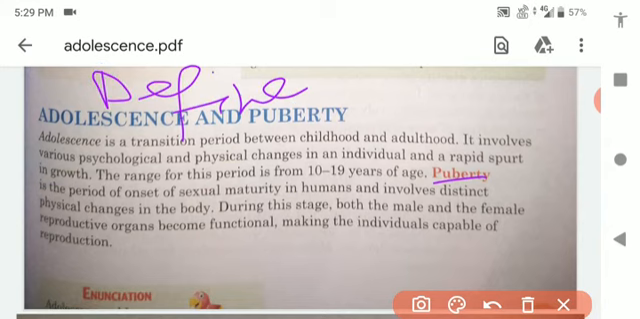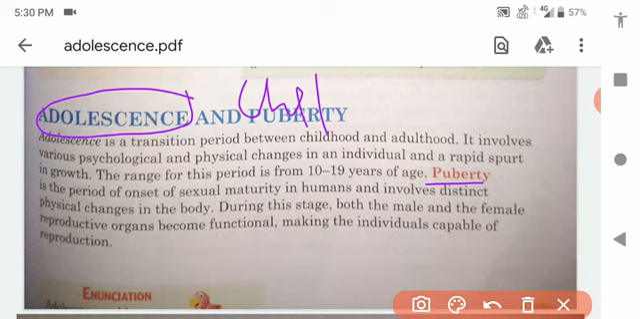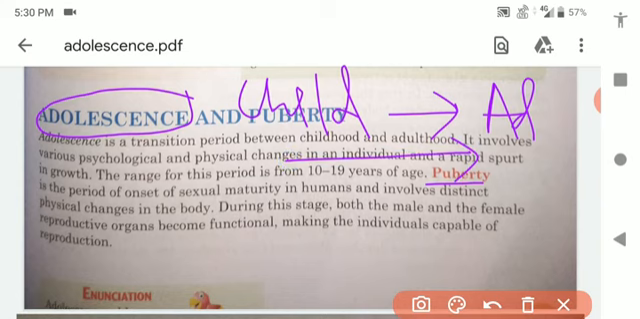So puberty is the period of onset of sexual maturity in humans and involves distinct physical changes in the body. Isn't it? The age you are going through is adolescence. It is a period of adolescence, and inside your body you can feel very vital changes taking place, meaning a child is slowly and simultaneously converting into an adult, and that's why different kinds of sexual organs are also developing.